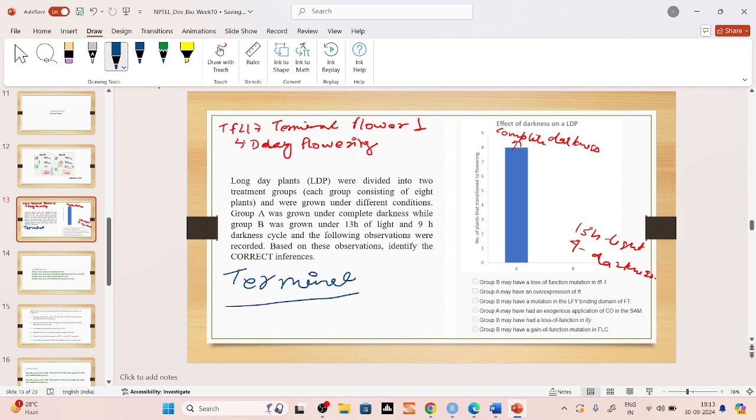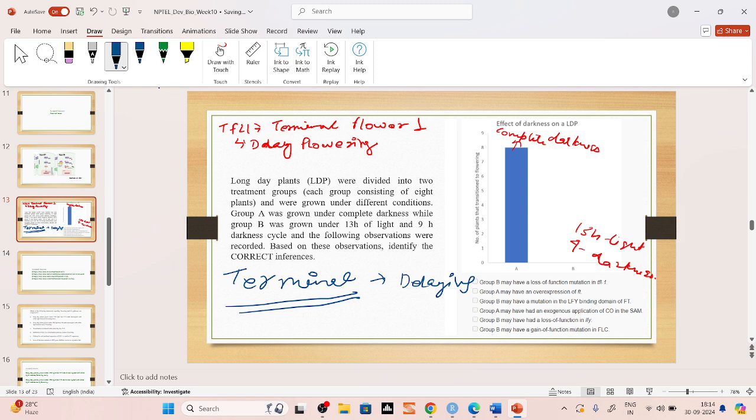Okay, this is terminal only. My writing is, and this gene is responsible for delaying. Okay. Okay, okay. Acha, acha, it is group B. Ha, okay, then it is fine. See, I thought it is group A.